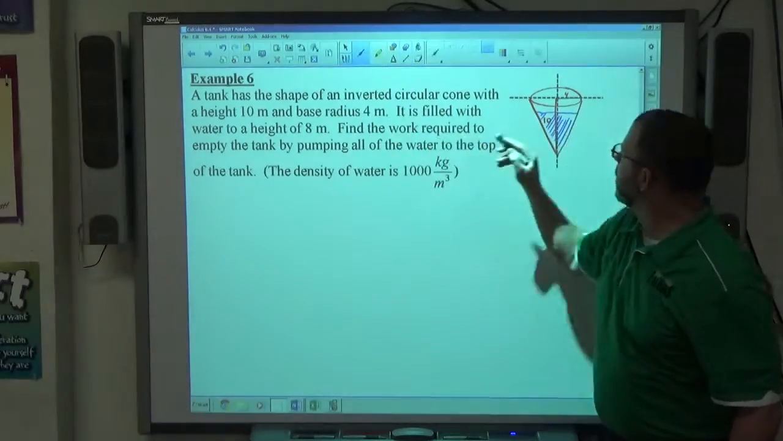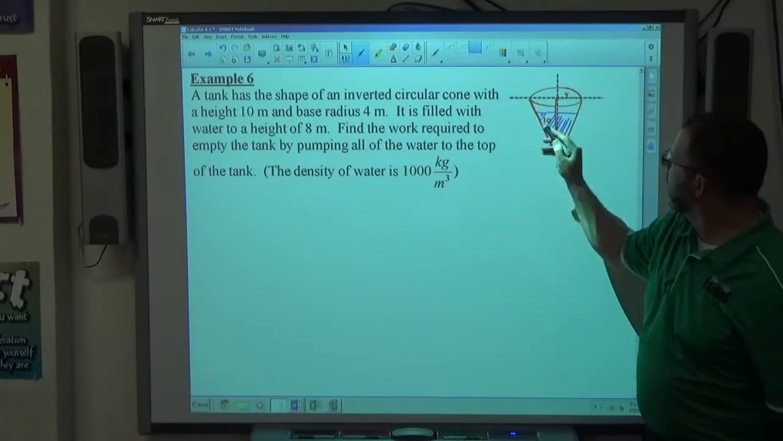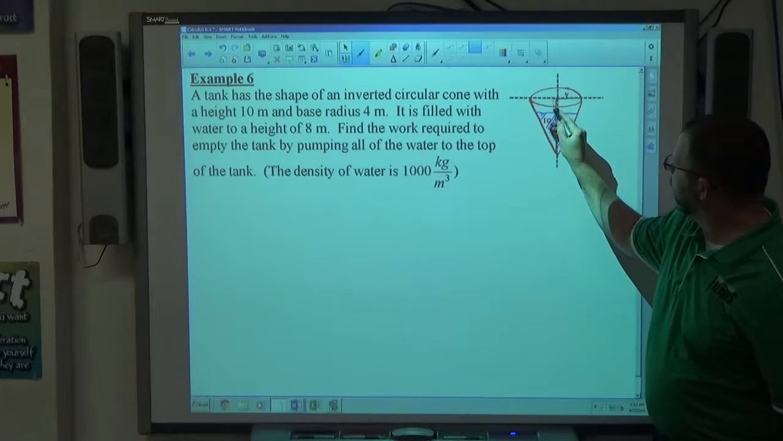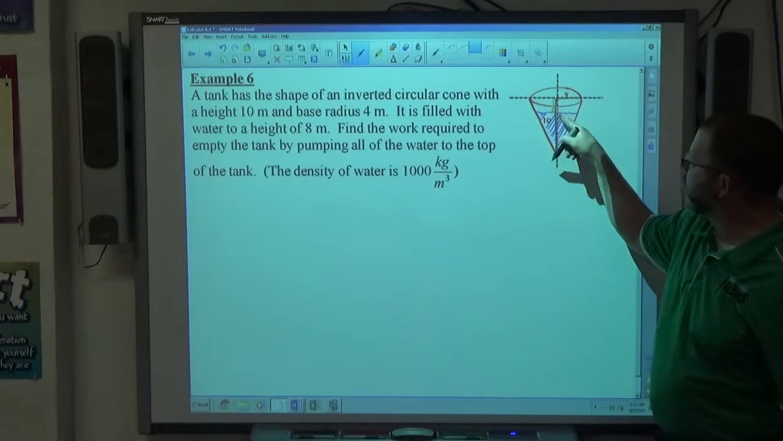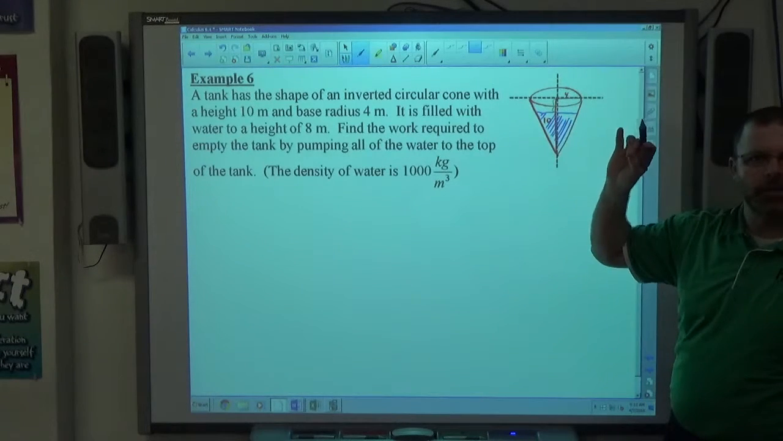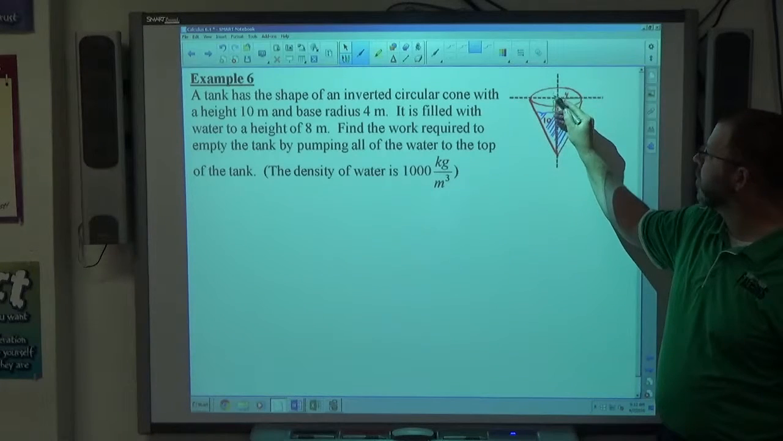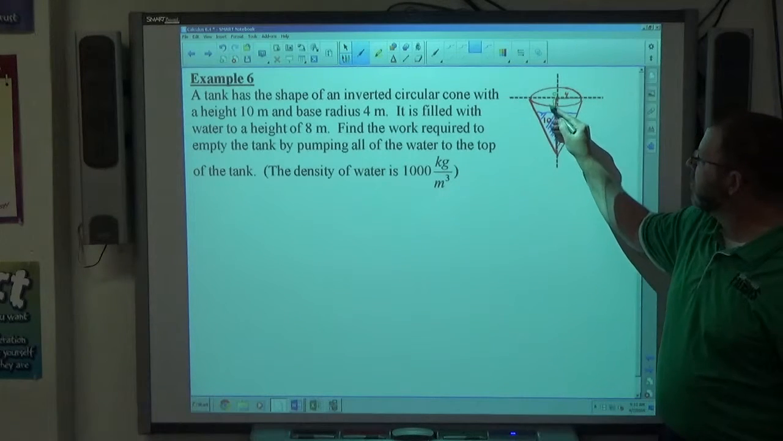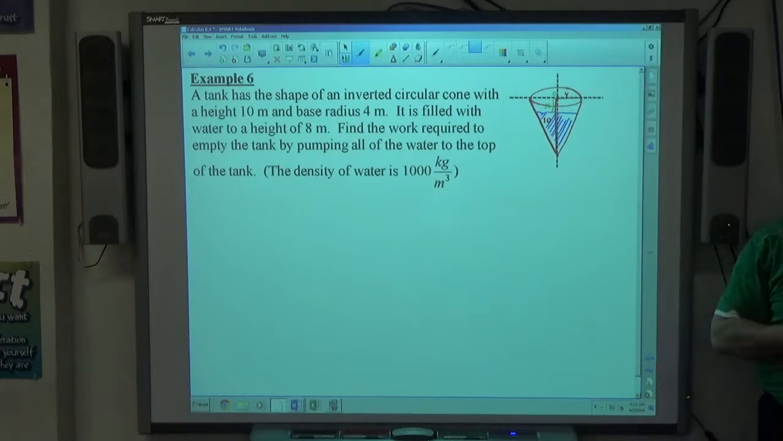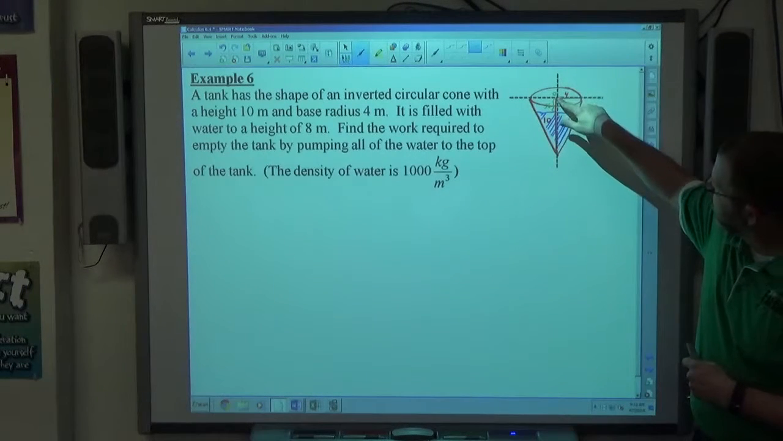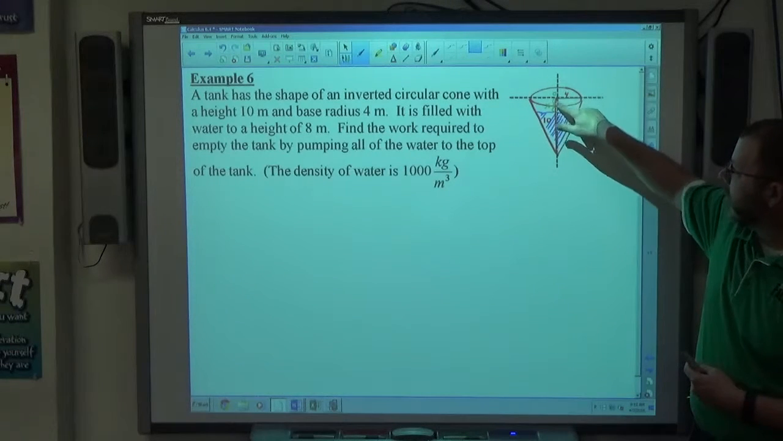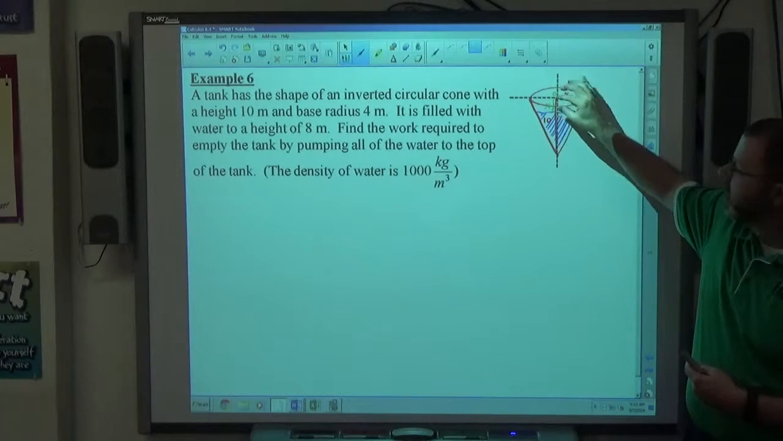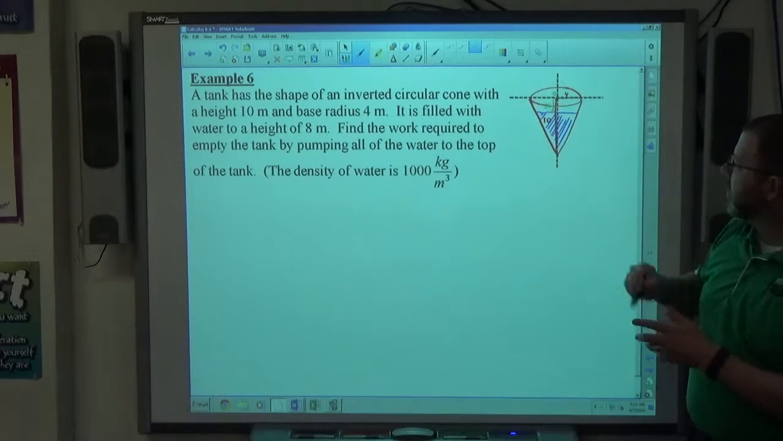All right, I need to pick a variable to represent how far the water is away from the emptying spot. Okay, so it's being emptied right here at 0. Let's just, for the sake of having a variable, call it x. Let's say x is how far the water is away from 0. All right? So once we establish the distance between the spout where the water is going out to the top of the water is our variable, then this water height itself is going to be something based on that.